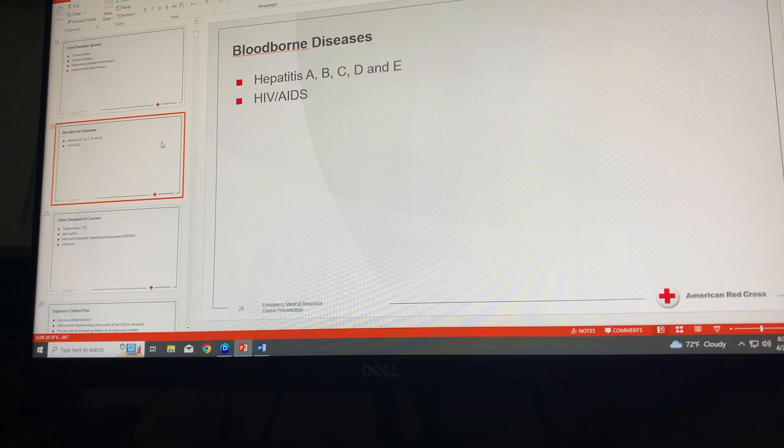HAV causes inflammation and swelling of the liver. The patient may feel ill with flu-like symptoms or may experience no symptoms at all. Symptoms of HAV usually disappear after several weeks. This disease rarely causes permanent damage or chronic illness.